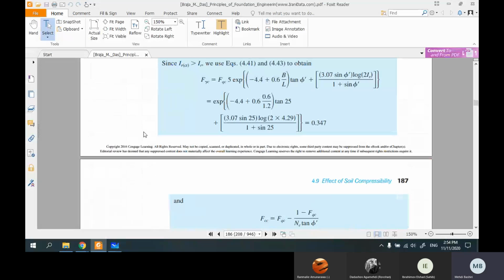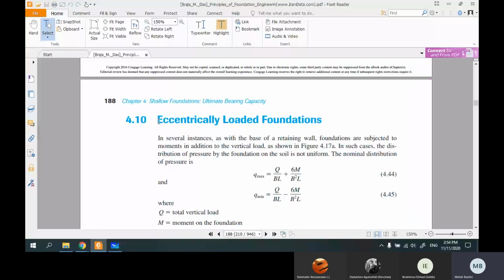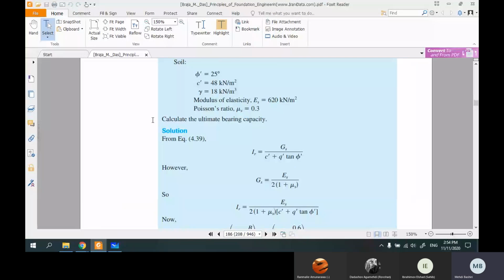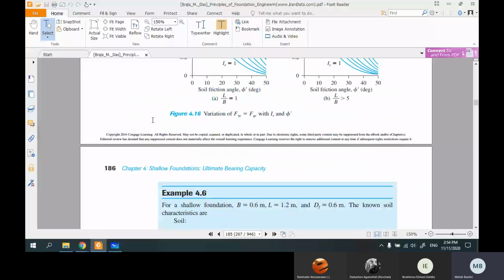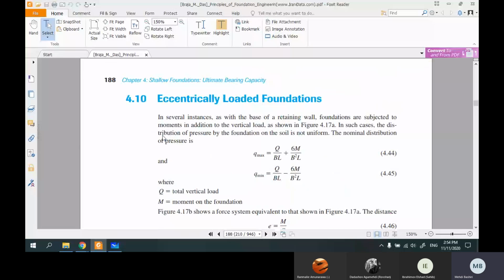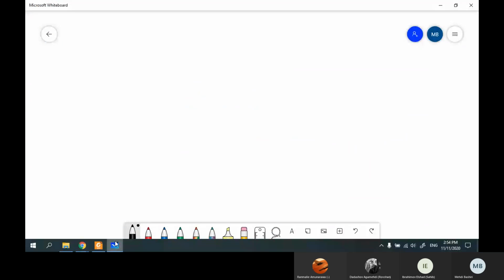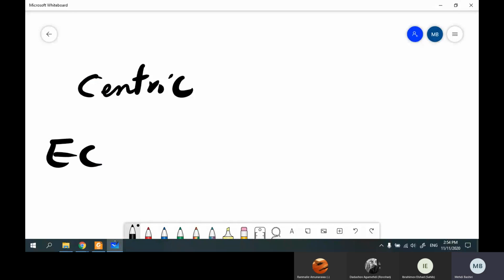If you remember, I told you that we're gonna start chapter 4.10. In this chapter, we're gonna talk about eccentrically loaded foundations. We have centric and eccentric.